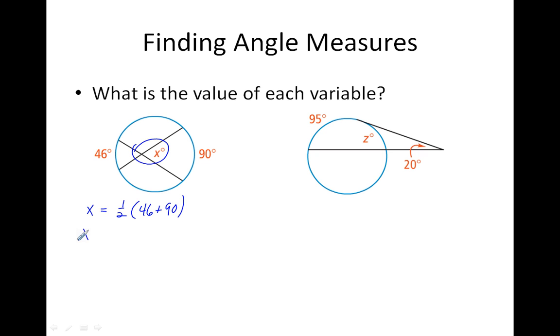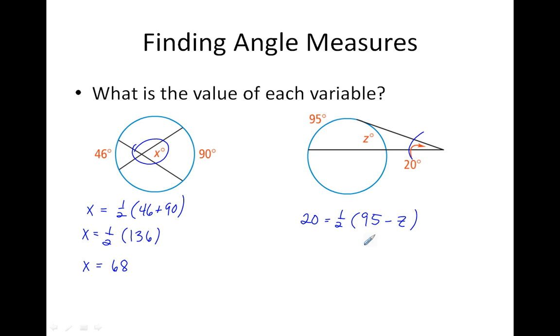All right, so x equals 1/2 of 46 plus 90. 46 plus 90 is 136, and half of 136 is 68. So angle x, the value is 68. Now in this example, the angle is outside the circle. So the angle is 1/2 of the difference of the bigger arc minus the smaller arc.